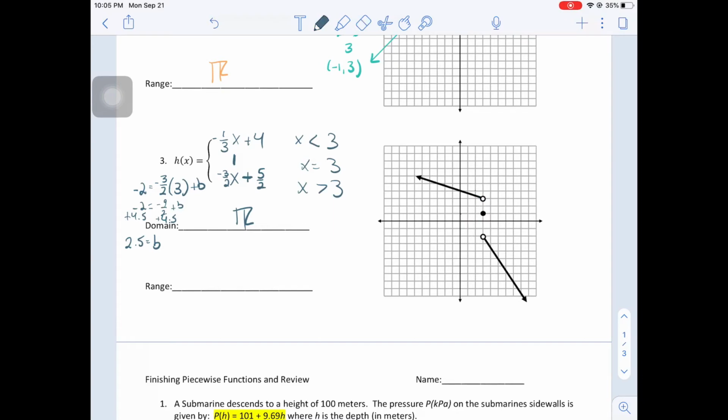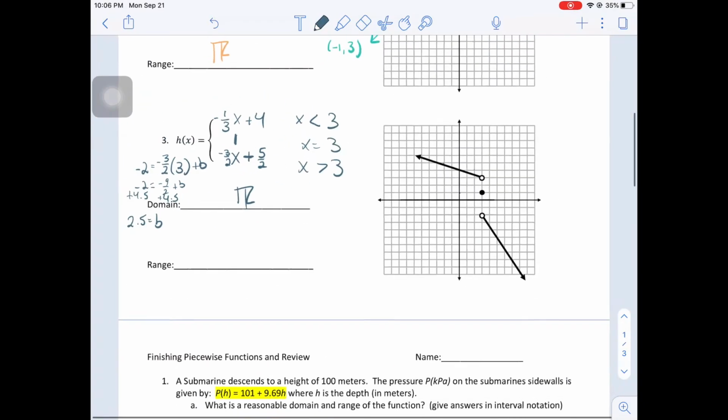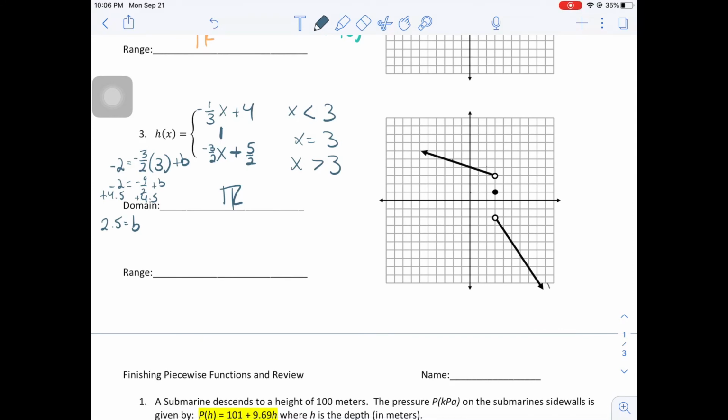And then range might be a little tricky here. So we're coming from -infinity, and then we're coming up to this point -2. So we would say -infinity to -2, not included. And then we have this jump right here. So we would say union, because we have a jump. Whenever there's a jump, it's a union.